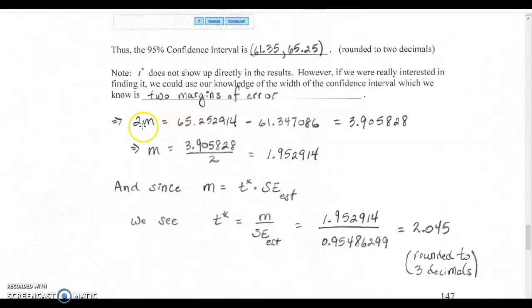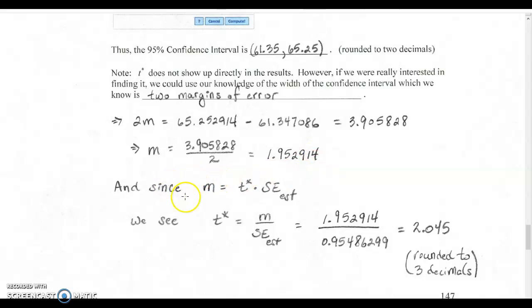So we know that 2m is the width of the entire confidence interval. I used all the decimals here because I wanted to see what T-star was as accurately as I could. So I used 65.252914, that is all the decimals StatCrunch gave me, minus the left side, 61.347086. So 2 margins of error is this 3.91, rounding. And that means the margin of error is that value divided by 2, which is 1.95 if I were rounding it.